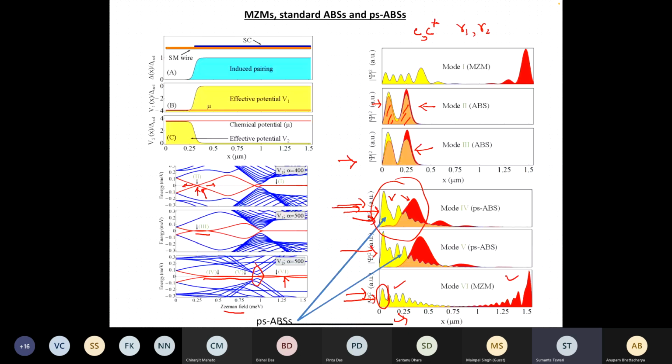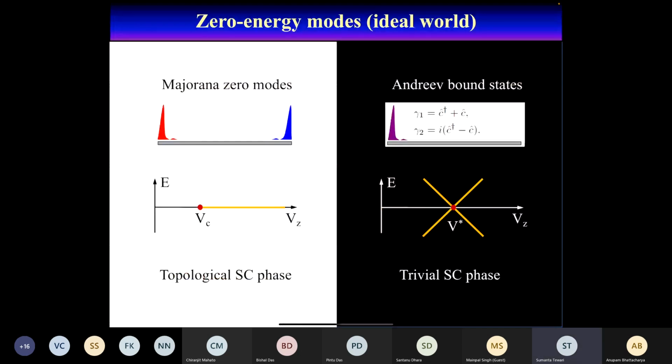But this is a non-topological phase, partially separated quasi-Majoranas, completely useless for topological quantum computation because these objects do not have non-abelian statistics. This is on the other side of the topological quantum phase transition. These objects will be useful for quantum computation. These objects, these are Majorana wave functions. So that's what we did.